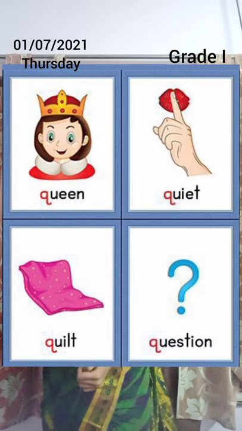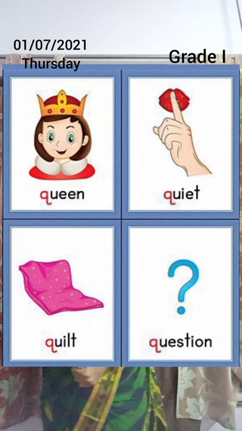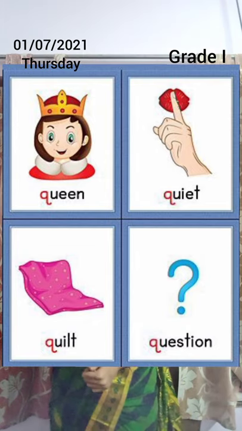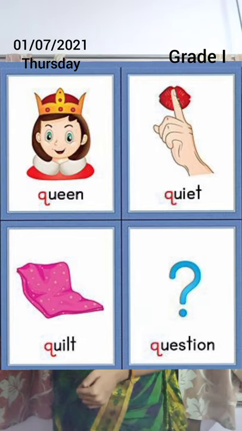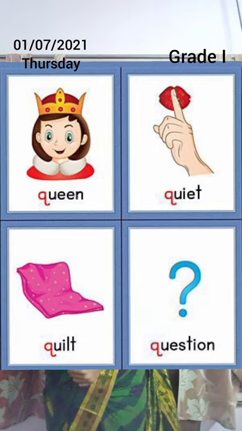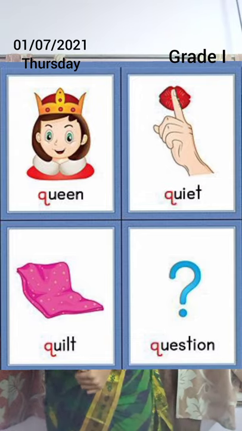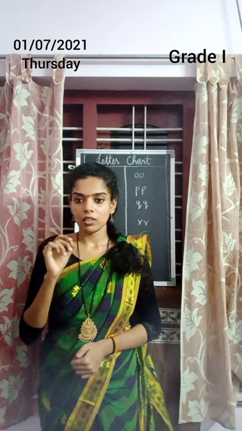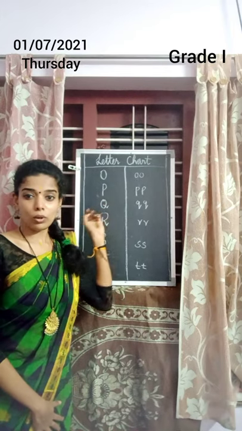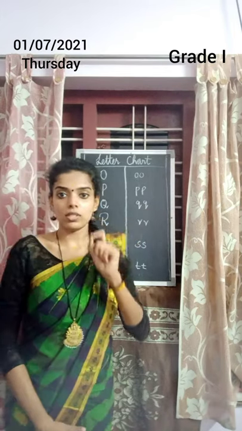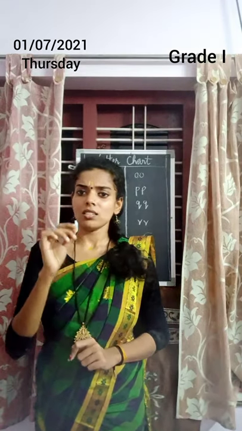Q-U-E-E-N, queen. Quiet, Q-U-I-E-T, quiet. The next one is quilt, Q-U-I-L-T, quilt. Question, Q-U-E-S-T-I-O-N, question. So the next alphabet is Q. The sound of Q is ku sound. Examples are question, queen, quiet, quilt.